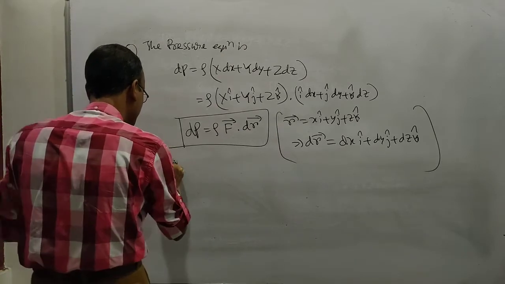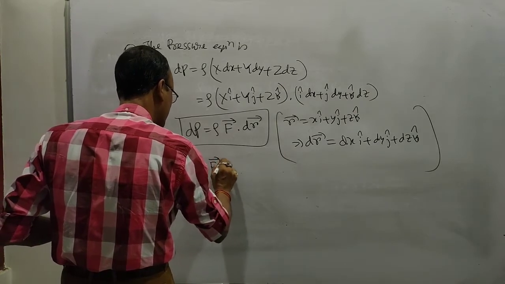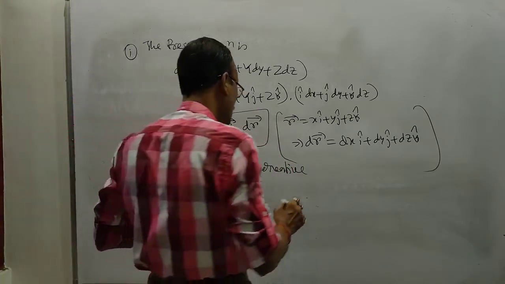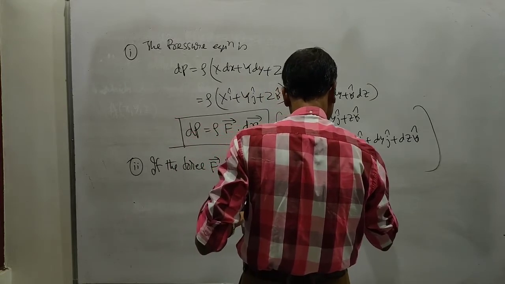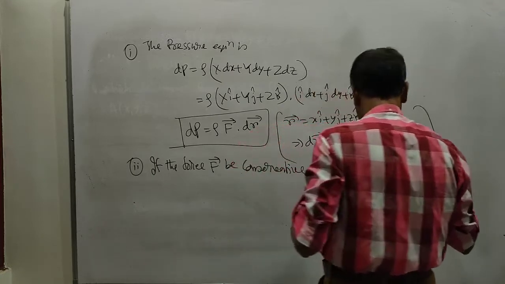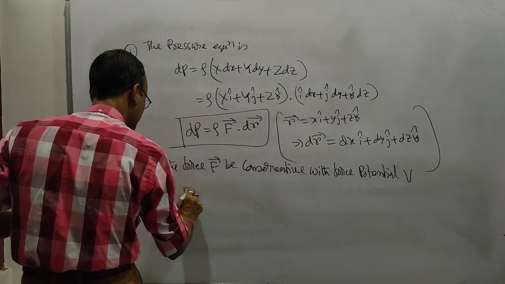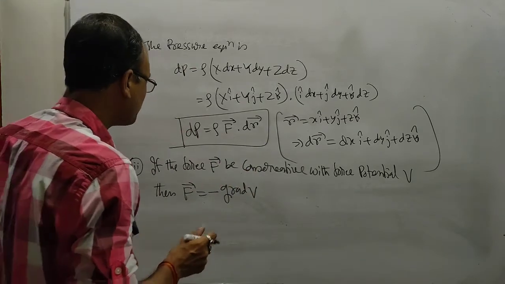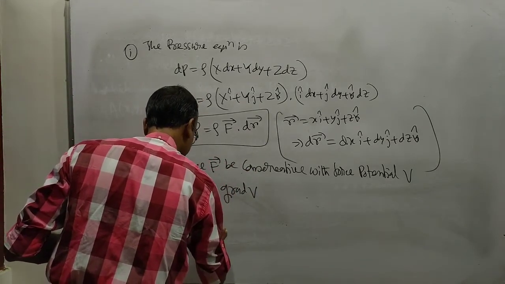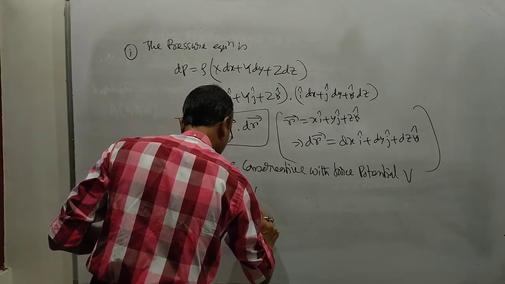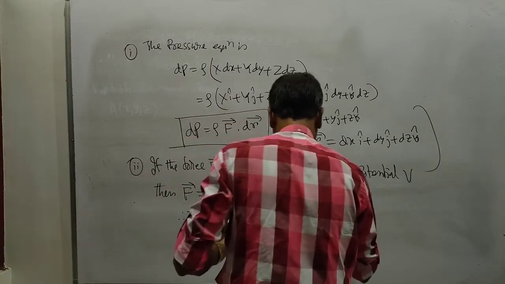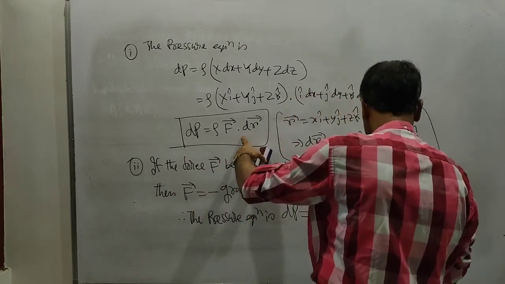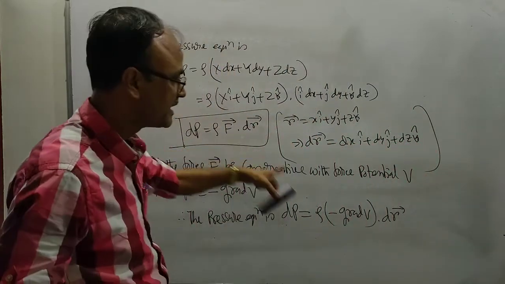If the force F vector is conservative, let the force F vector be conservative with force potential V, then F vector is equal to minus gradient of V. Therefore, the pressure equation in this case is dP equal to rho times F vector, which can be written as minus gradient of V, dot dr vector.